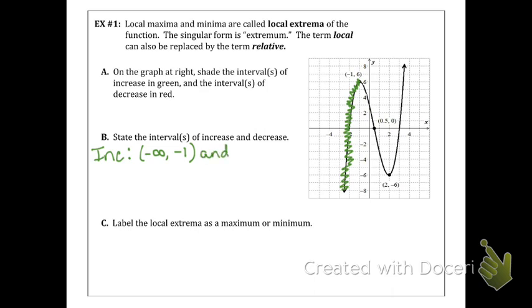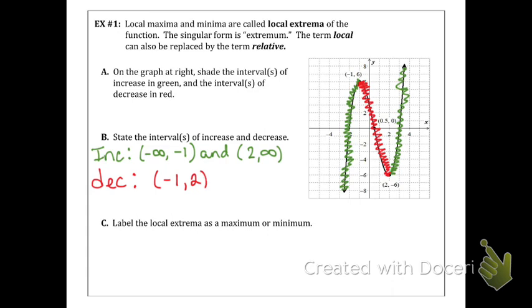And I can see I have another place over here where it's increasing from where x is 2 all the way to the right, so all the way to positive infinity. So from 2 to positive infinity. And then decreasing, well, it's decreasing in between the two increasing on my graph. So right here, it starts where x is -1, and it stops decreasing down here at that minimum value where x is 2. So from -1 to 2.